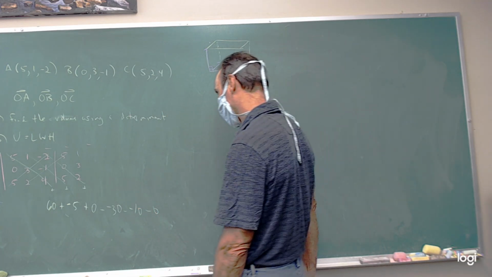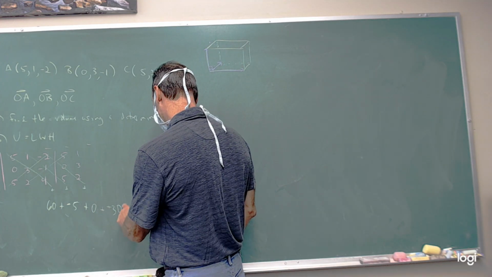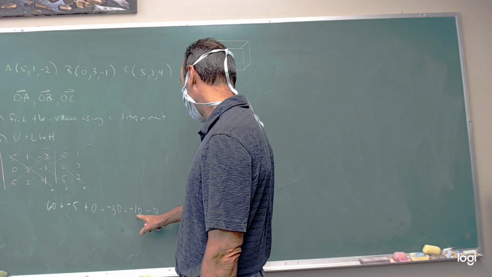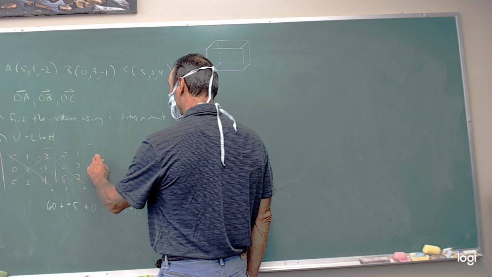So it looks like you're thinking of expansion by minors. No, I'm doing this one. So 60, 30, and 10 is 100. Minus 5 is 95. Is that what you guys got? Yes.